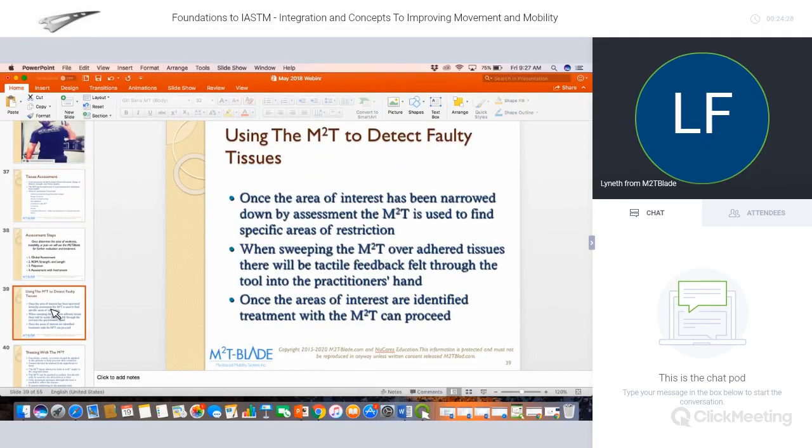How we use it to detect faulty tissues. So once the area has been narrowed down by the assessment, the blade is used to find specific areas of restriction. So just a little bit of a recap, you go through your full functional assessments, your squatting, your lunging, your push-ups, your hip hinge. Then you go into your range of motion and your muscle testing of the areas that you found are not working very well. Once you found those areas, you're going to really narrow down the restriction using the blade.